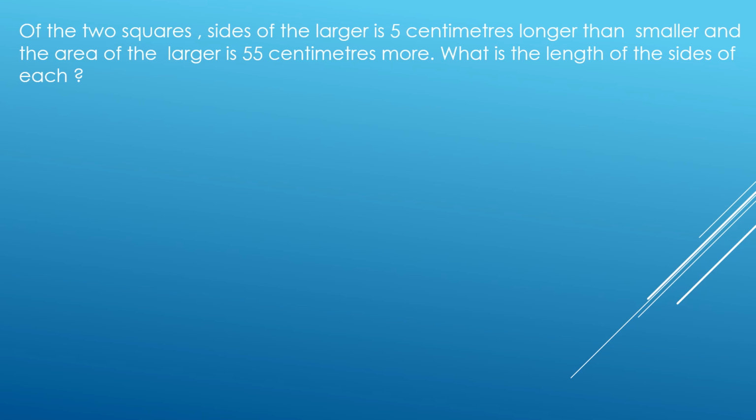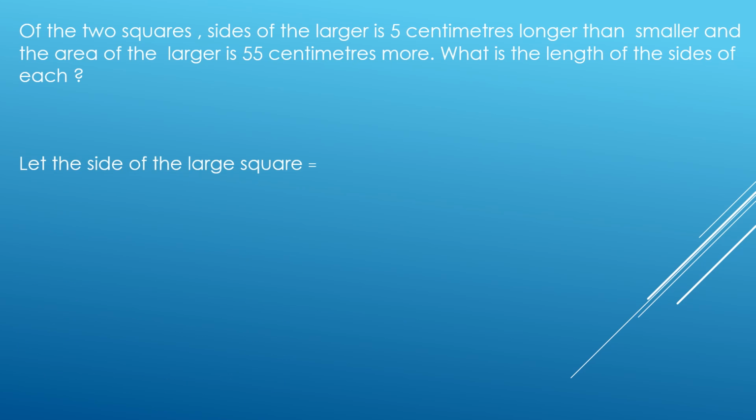Okay, we have two squares. Good. And the side of the larger square is 5 centimeters more than the smaller. Okay. And the area of the larger square is 55 centimeters more than the smaller square. Then what do we have to find out? We have to find the length of the side of each square, isn't it? Okay, good. So we have to find the length of sides of each square. My question is, what are you going to do first?